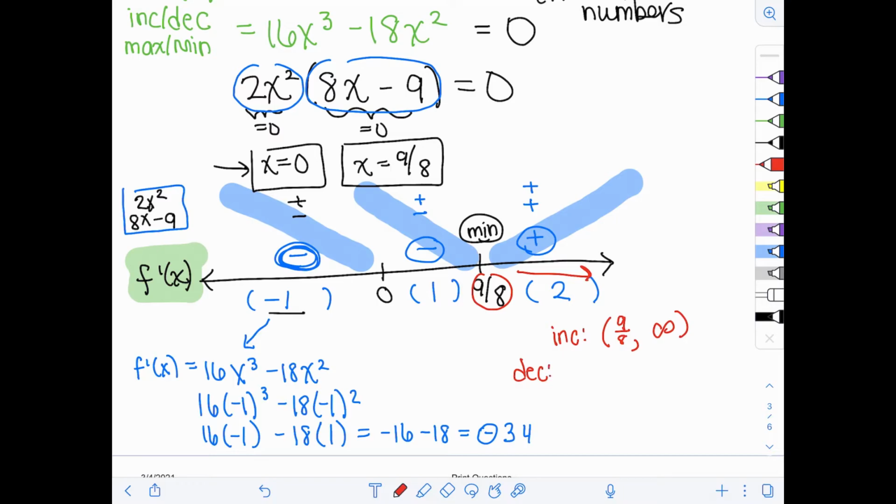For decreasing, I think you can write this one of two ways, since 0 is actually included in the function. There's not a vertical asymptote or anything there. I think you could write it and say it's, let me change the colors here. This is the biggest number, and then everything to the left. So from negative infinity up to 9 over 8, the graph is going to be decreasing. But it would also be okay to write it and just skip over the number 0.